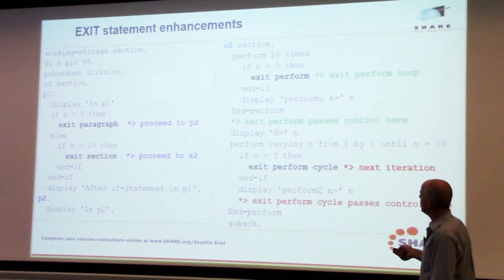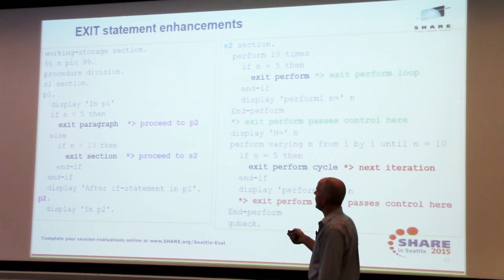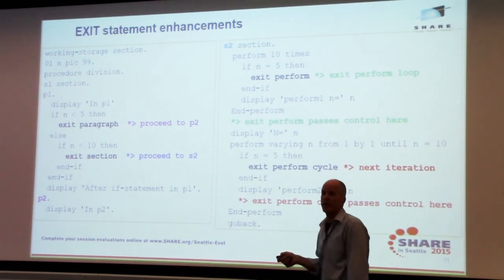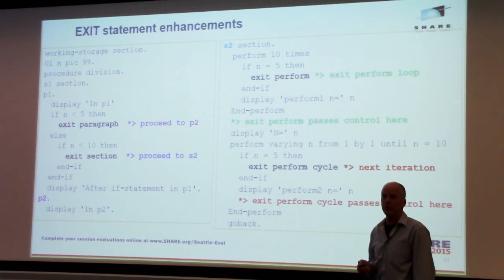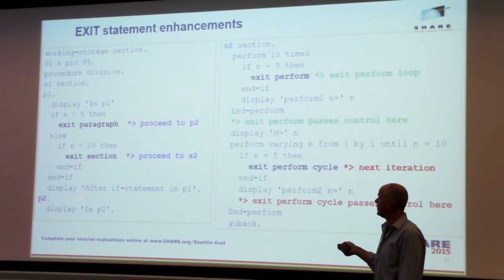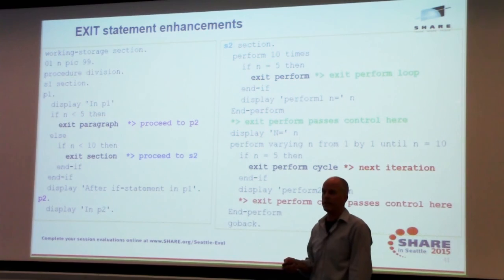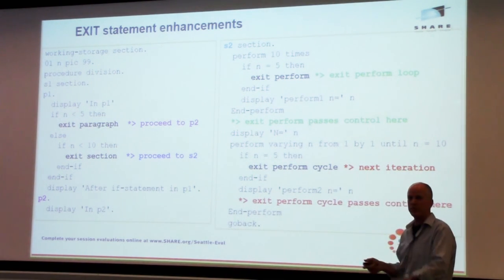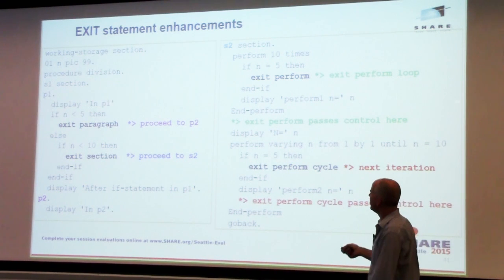Exit enhancements, let's go straight to an example. I'm in S1 section, paragraph P1, and I say, you know what, I'm done here. I want to exit this paragraph and go to the next paragraph. So this one is analogous to go to P2. But if I change the name of P2, this exit paragraph will still work, whereas my go-to would fail. So it's more flexible, and you can stop using go-tos. You can still do go-tos, they're just not called that anymore.